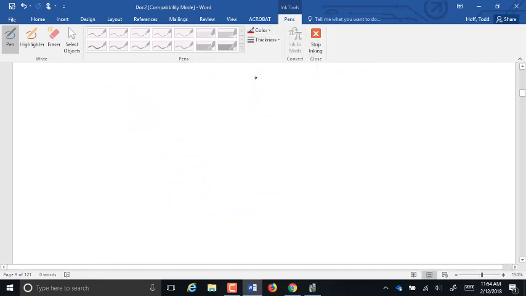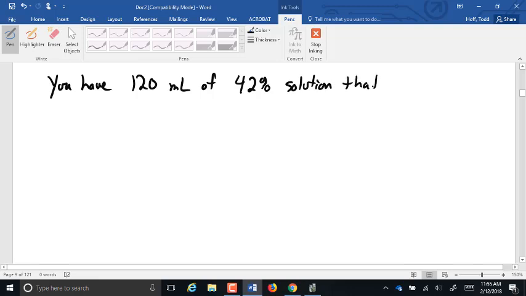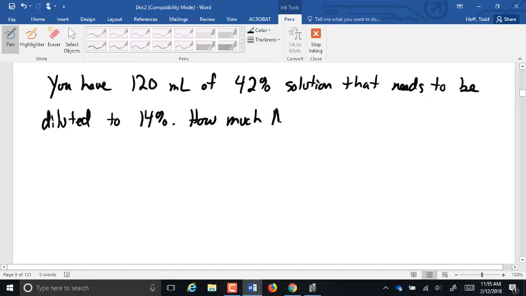Now, that type of problem occurs in a lot of different forms. One might look like this. Let's say you have 120 milliliters of 42% solution that needs to be diluted to, let's say, 14%. How much NS should be added? Now I'm going to put in a term here that we'll talk about in just a second.